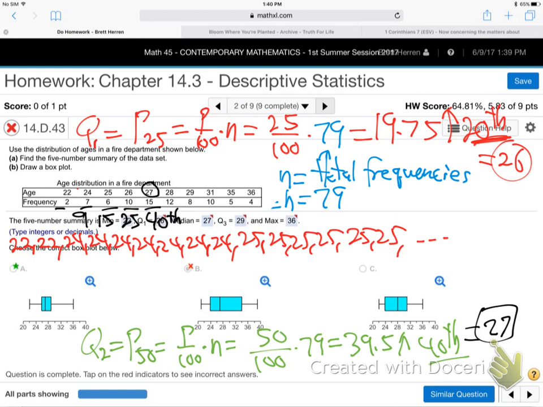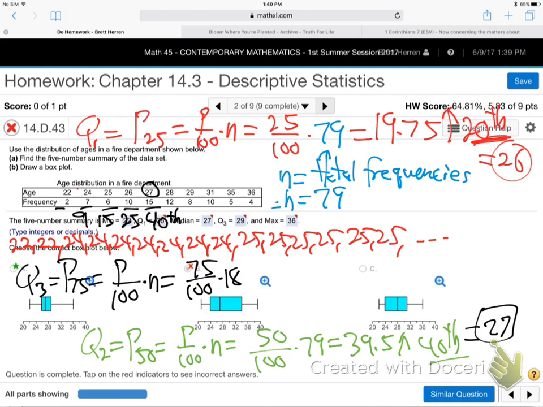Okay, so Q3, P75. It's P over 100 times N, so it's 75 over 100 times N. N is not 18, it's 79 numbers here. So that's 75 over 100 times 79, which is 59.25.